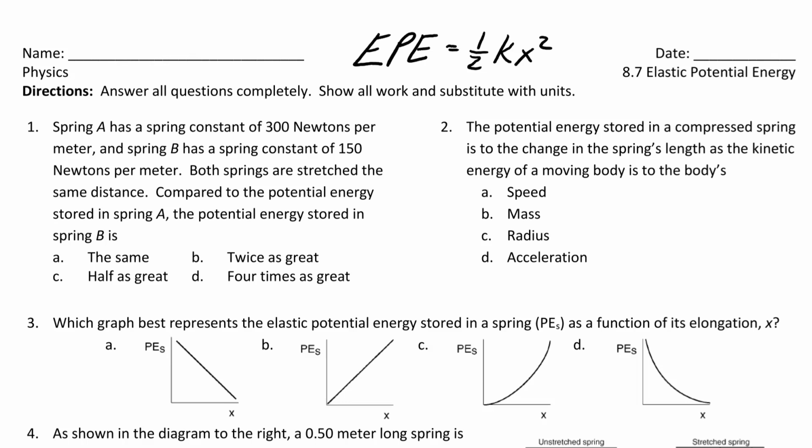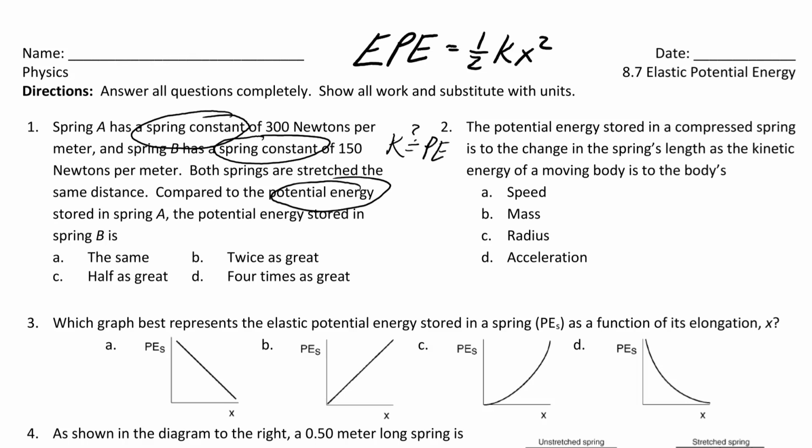So the first thing you have to identify is which two variables they are talking about. The only difference between these springs is the spring constant. So we need a relationship between k and... And the x is the same. It says it's stretched to the same distance. So we're not talking about the relationship between k and x. It's comparing the potential energy in both springs. So we want a relationship between these two things.